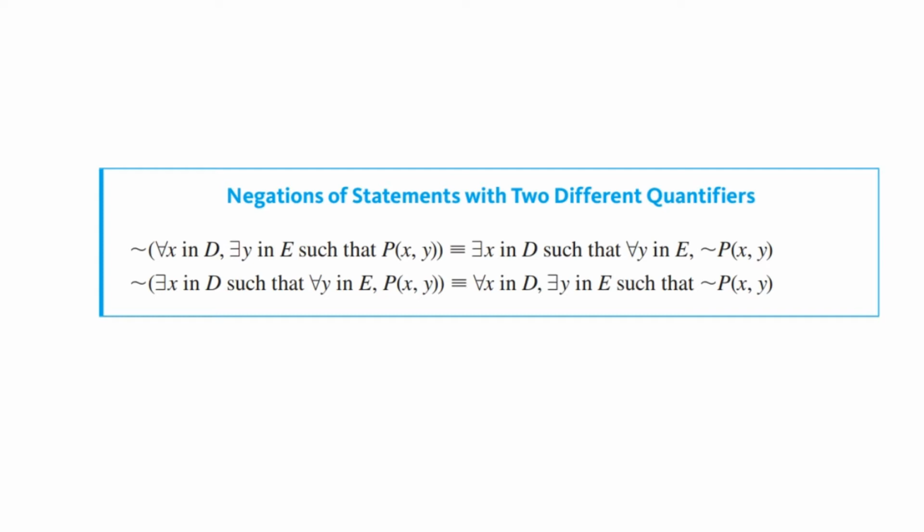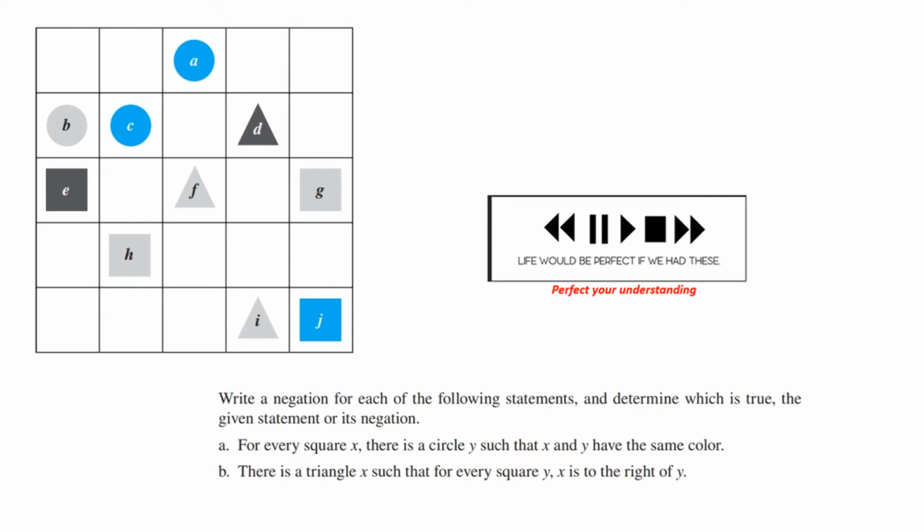Think about it a bit. Let's do an example now. This is the Tarski's World situation. So when you're answering these questions or studying these questions, you look at this as being the entire universe. What you're supposed to do here is write a negation for each of the following statements and use Tarski's world to determine which is true, the given statement or its negative. And so you have 2 to do here.